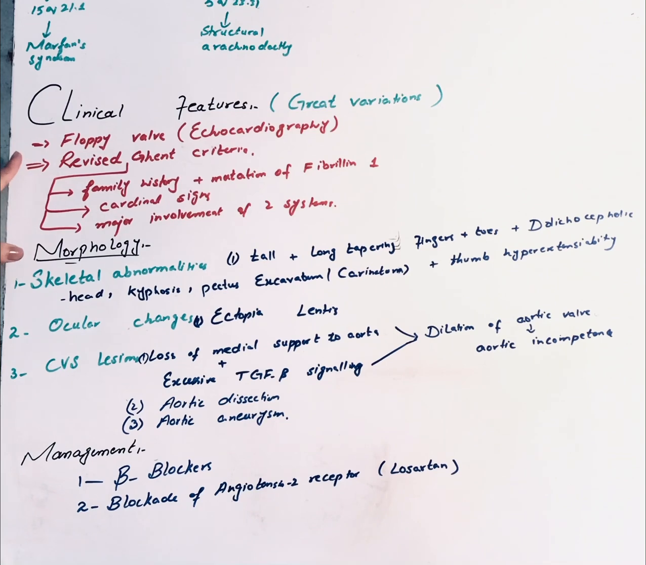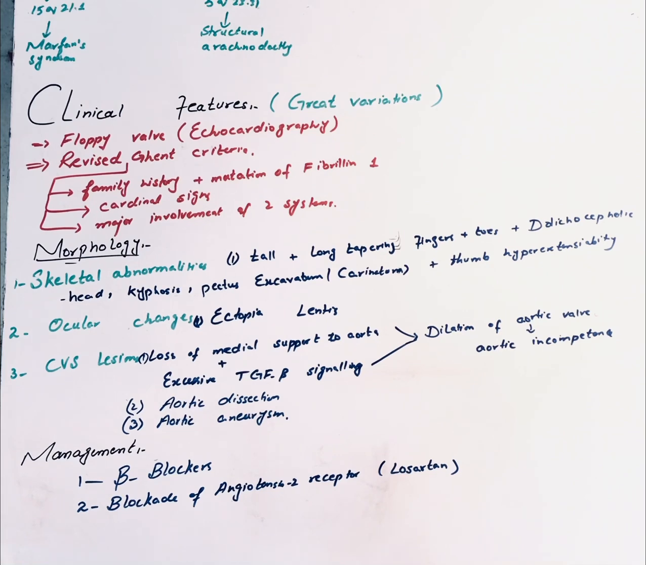Second thing, we can assess the clinical features through our set criteria, that is the Ghent criteria. In this, we usually take the family history. If there is a family history of Marfan syndrome, then there is possibility that the presented patient is also of Marfan syndrome. And second thing we see is whether the mutation of fibrillin 1 is present or absent. So we have to see this mutation. Third thing, we see cardinal signs if there is absence of family history. And fourth thing, we see the major involvement of two systems like skeletal system, ocular system, CVS system, skin. So if there is major involvement of two systems, then we can say that this is Marfan syndrome.